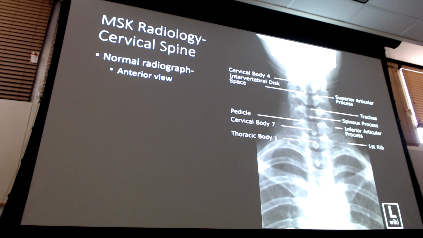Do you need to know how to count like that? Yes, yes you do. Because if you see an abnormality, you got to be able to tell somebody, hey, it's on C5, or it's on C7, or it's on C4, or whatever the case may be. There are different ways, depending on the image, to do our counting. For the AP or the frontal view, find T1 based off of the ribs, and count up from there.